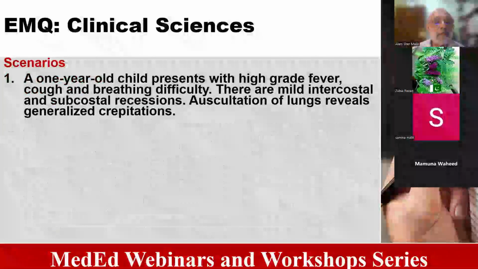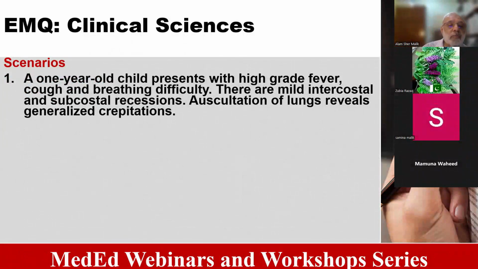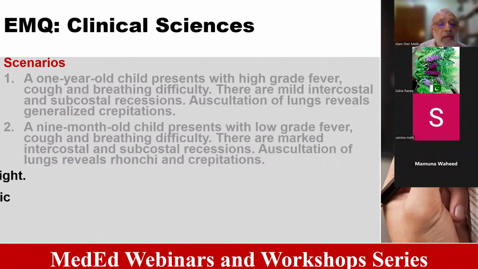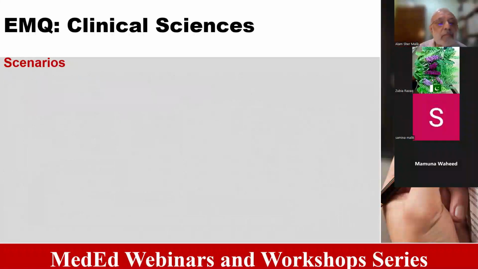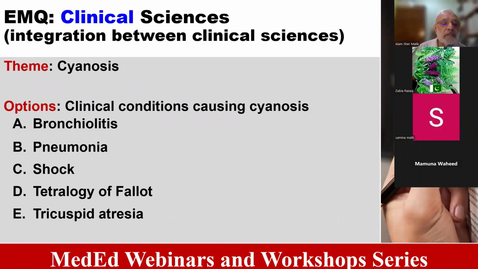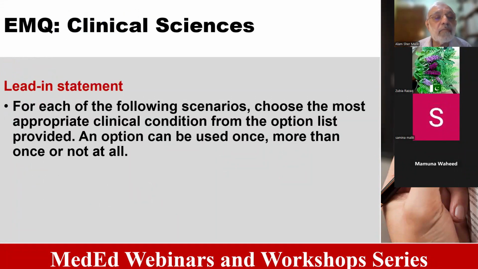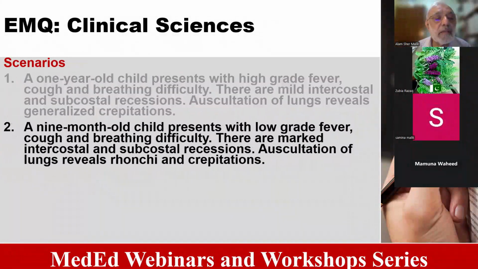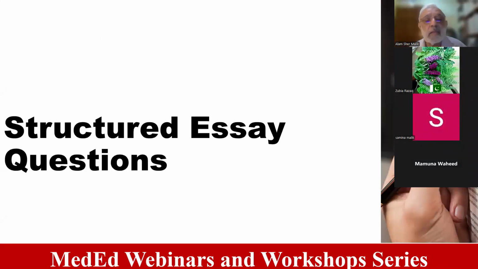Right, so here the first is bronchopneumonia, the second is bronchiolitis, and the third is our option of tricuspid atresia. So you can see the same theme can be used in preclinical as well as in clinical years, with changing options and scenarios. Right. Now, any questions so far?